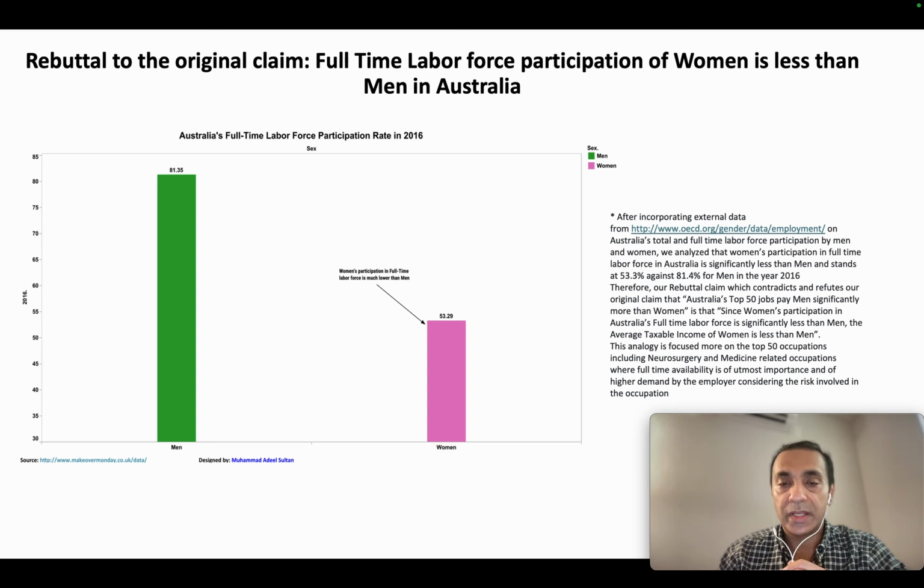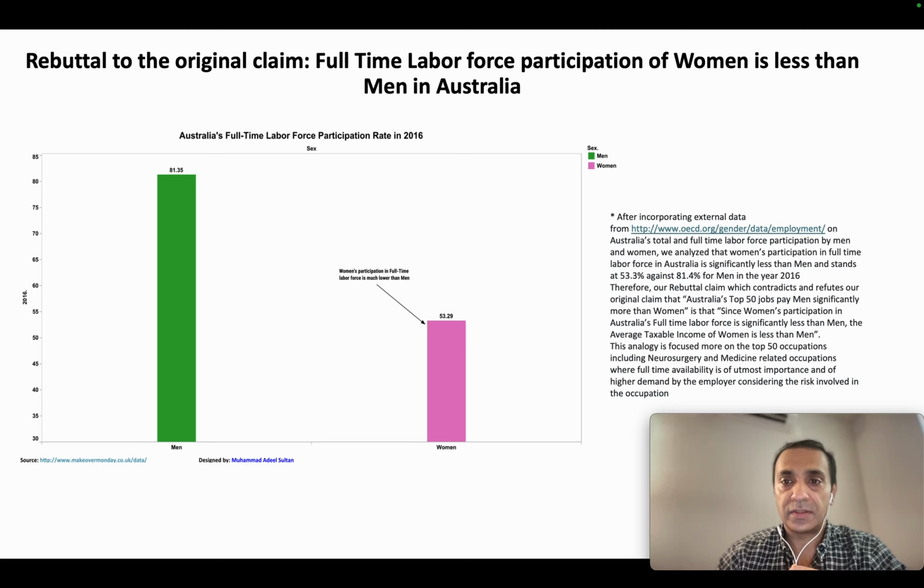Since women are participating less in full-time jobs in Australia, that's why men are paid more, especially in neurosurgery. So here it shows that full-time women participation in the labor force is 53% out of the total women population. Only 53% are working full-time. And out of the full labor force of males, 81.35% are working full-time.